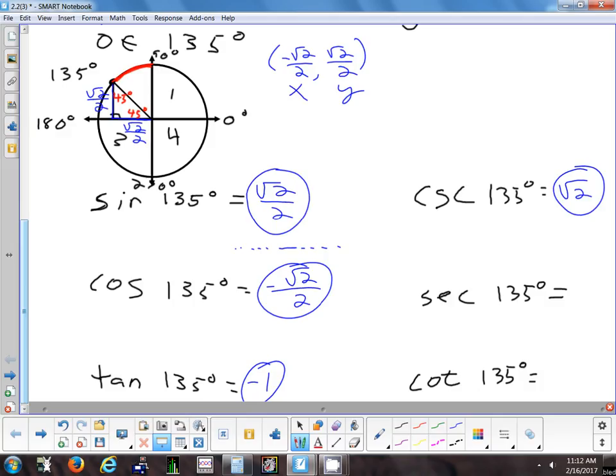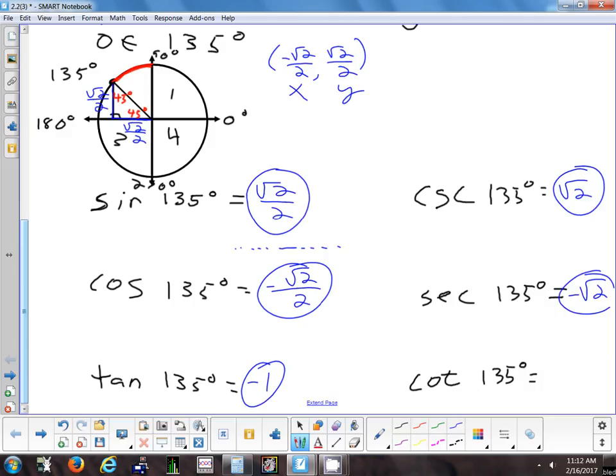Okay, Riley, how about my secant of 135? Yeah, it's the sine and the cosine. The only difference between them is one's positive and one's negative. So that's the same between cosecant and secant. They're going to be the same thing, except one's positive, one's negative.